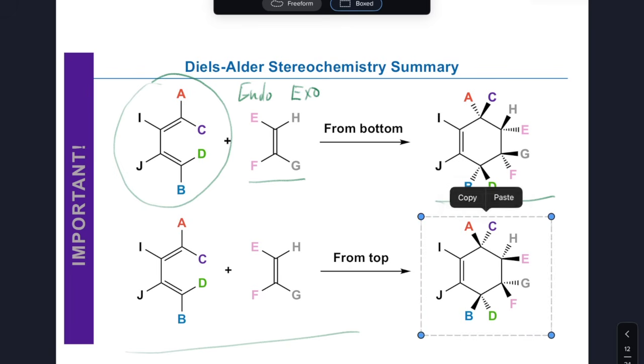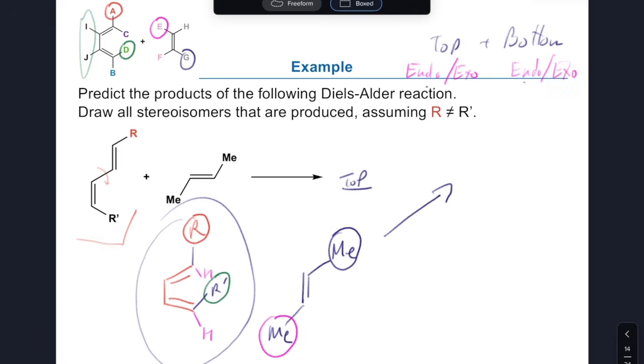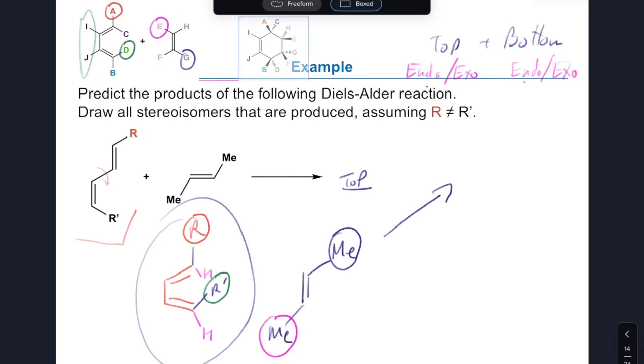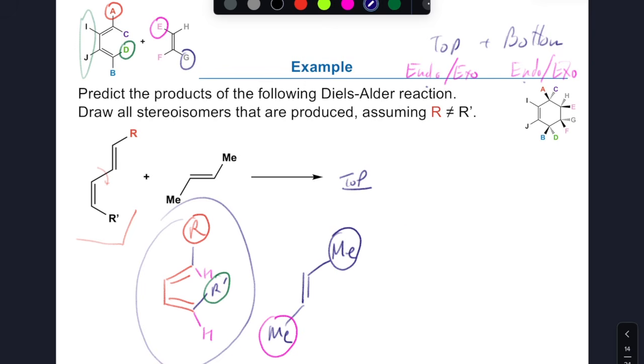Copy it, boop, boop. And I'm just going to put this down here. We're going to shrink it down a little bit so we've got it nearby over there. Okay. So we're going to approach from the top. That's what we have this template here. I've shown you what should end up where. Now we're going to do a Diels-Alder product.